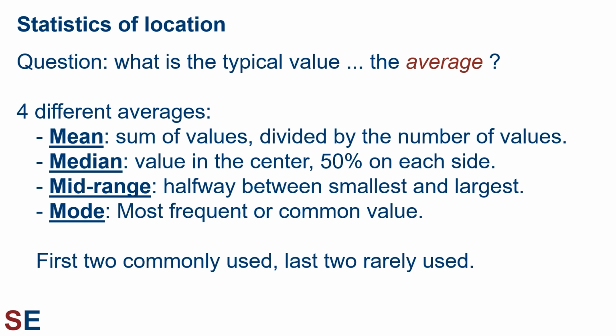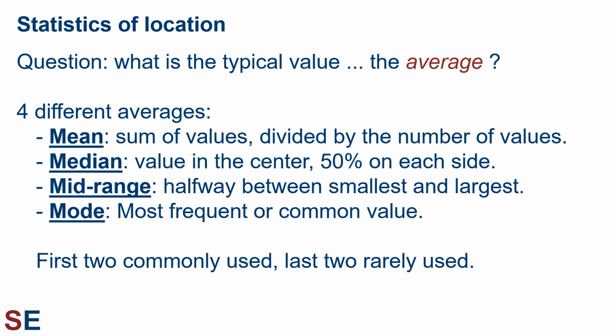So here we're asking the question, what is the typical value or the average? The first important thing is to realize there is no the average. There are 4 different averages that can be calculated. The first is the mean, which is the sum of all the values divided by the number of values. The second is the median, which is the value that's in the center of our data set, with half on each side. The third is the mid-range, which is halfway between the smallest and largest value. And the fourth is the mode, which is the most frequent or common single value. You can have more than one mode if more than one value are equally common.